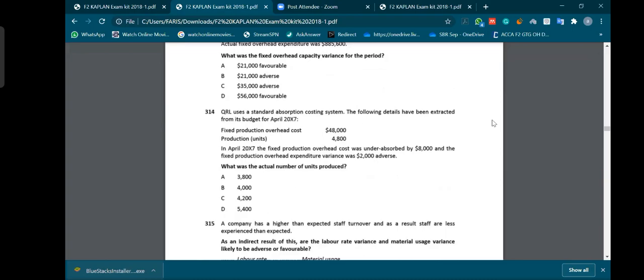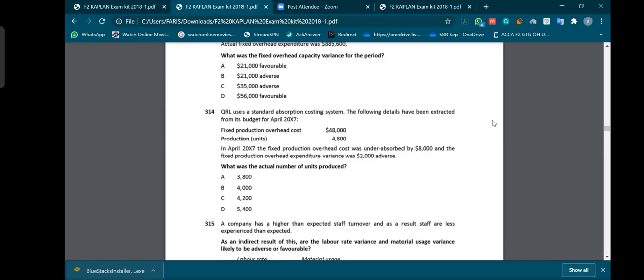Now, in this question, they told you that your budgeted cost was 48,000 and you had a fixed overhead expenditure variance of 2,000 adverse. Remember, for fixed cost expenditure variance, you don't do any calculation. Expenditure variance is the difference between the budgeted fixed cost and the actual fixed cost. That's all.